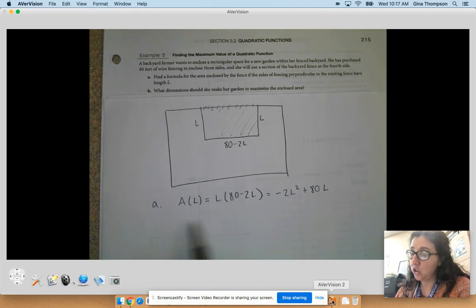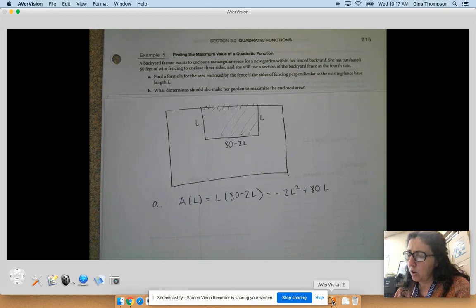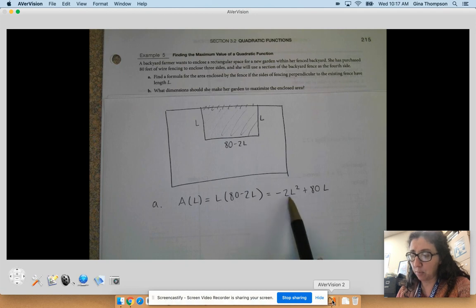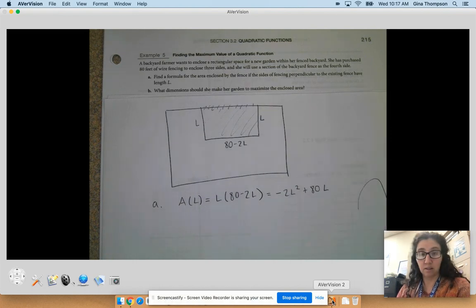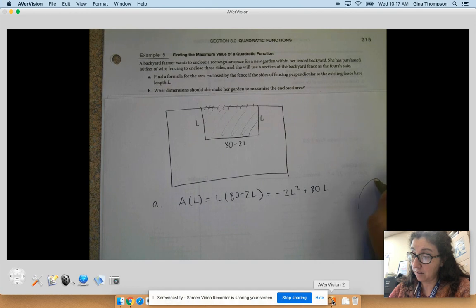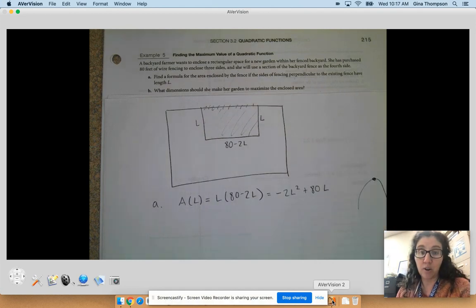So what dimension should she make her garden to maximize the enclosed area? Well, let's just think about this for a minute. Without being very careful about it, what is this going to look like? It's a parabola that's opening down, right? So it's going to look like that, right? And the maximum area is going to happen there at the vertex. So really they're asking us, where is the vertex of this equation?